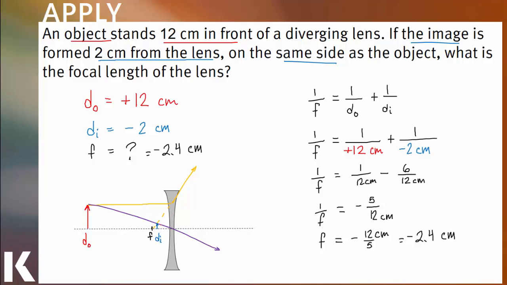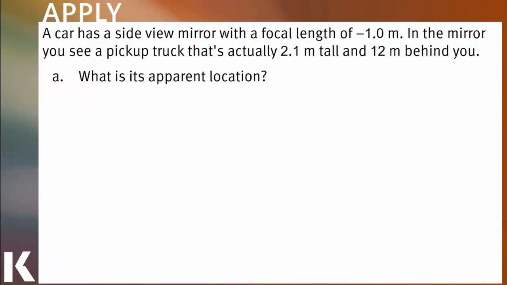Let's move on to our next question. Here we have a car that has a side view mirror with a focal length of negative 1. When I read that, I'm thinking this mirror is diverging. Why?